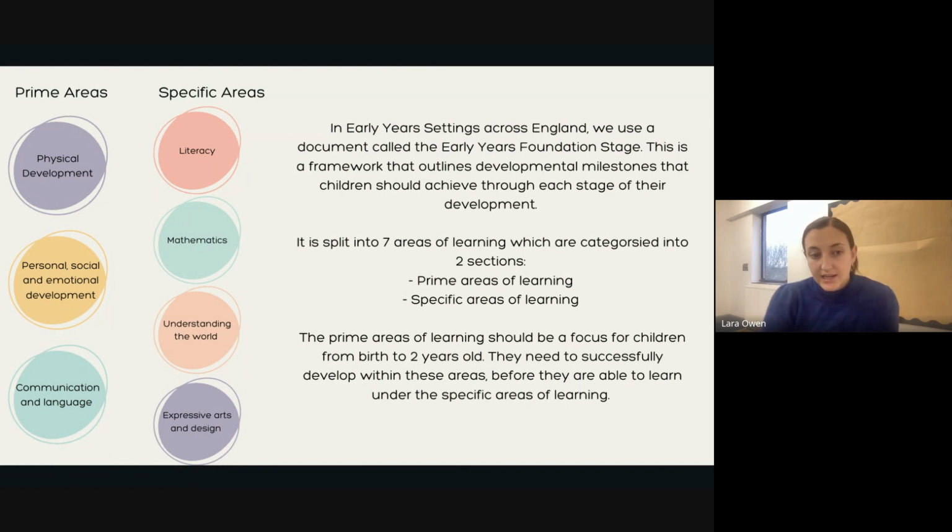Once they've started accessing the curriculum on those areas of learning, they can then move on to the specific areas, which are a little bit more detailed, around literacy, maths, understanding the world, and expressive arts and design. The way that they structure it, with those being the prime areas, I think really underpins that it's impossible for a child to learn any kind of literacy until they've got communication and language. So the reason that they're prime areas of learning is that they underpin everything else.